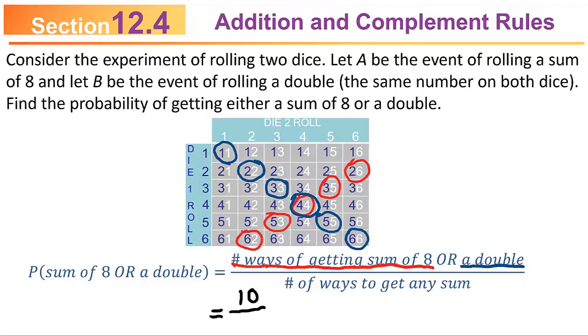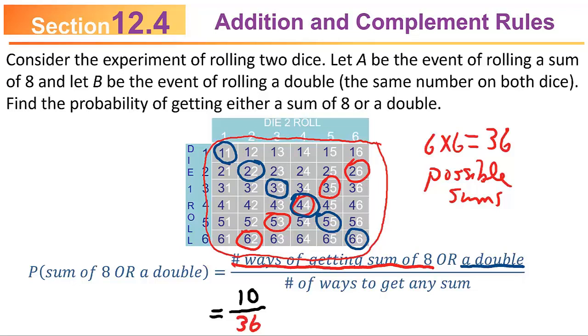Well, as we've learned from doing these type problems multiple times, there are 36 possibilities. So the answer is 10 over 36, and if you want to reduce it, you get 5/18. Again, we didn't have to explicitly use the addition rule for probabilities, although you could.